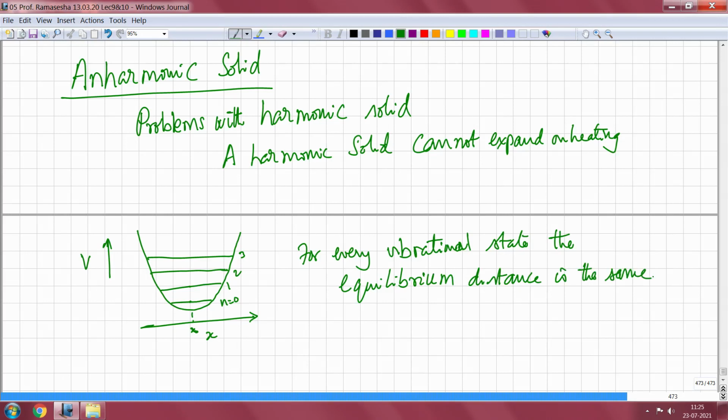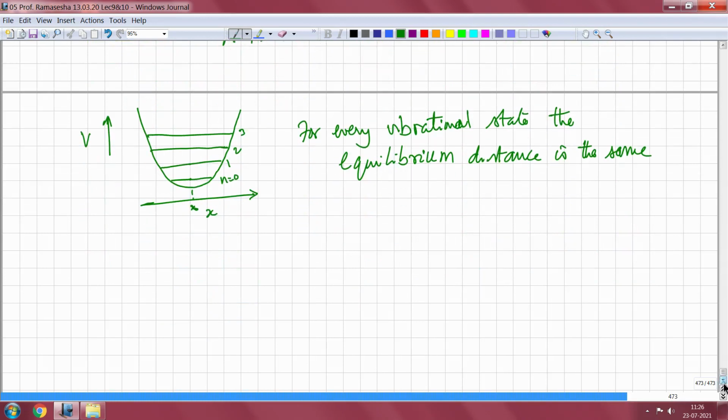So, when you actually heat a solid, what happens? You populate higher vibrational energy states, but if the higher vibrational states have the same equilibrium distance as the ground state equilibrium distance, then the solid cannot expand. And if it is a molecule, you see that a molecule can never break. But the real potential actually goes something like this.